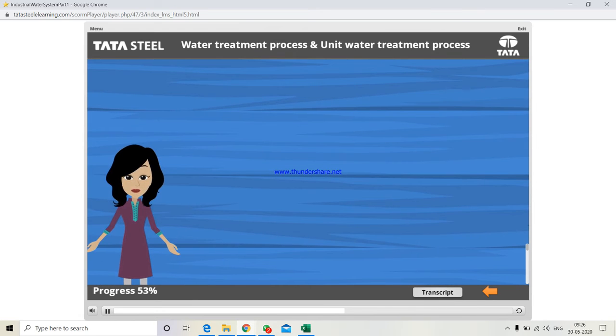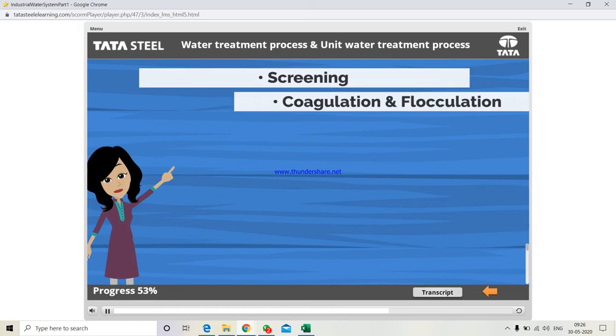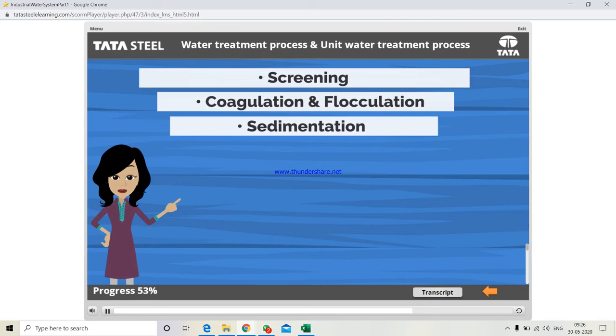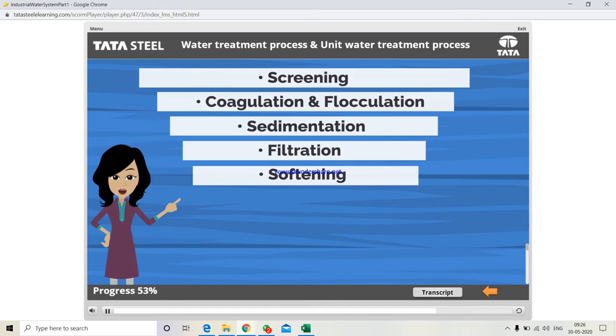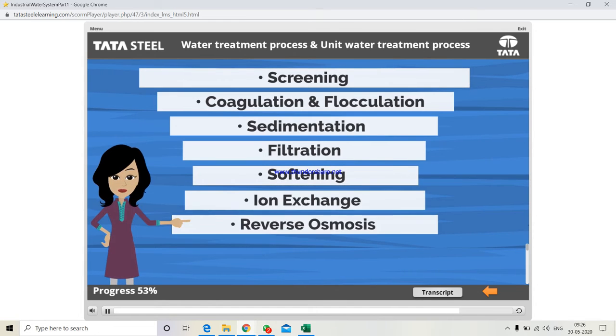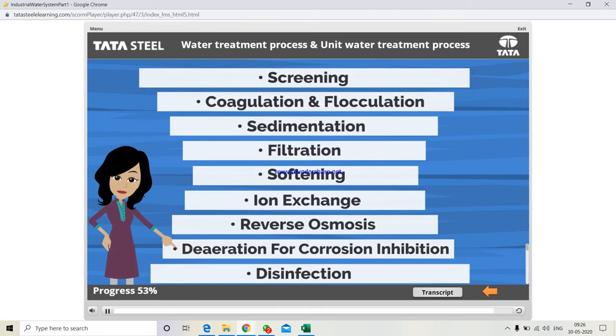Let's note down the different processes involved in unit water treatment process. Screening, coagulation and flocculation, sedimentation, filtration, softening, ion exchange, reverse osmosis, deaeration for corrosion inhibition, and disinfection.